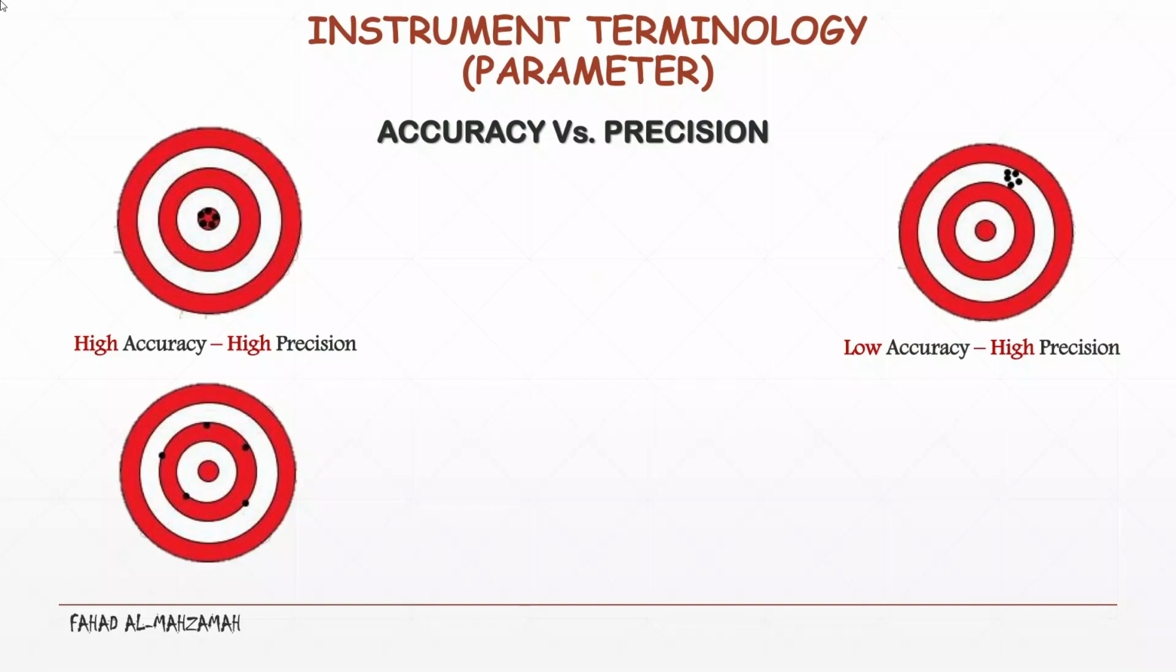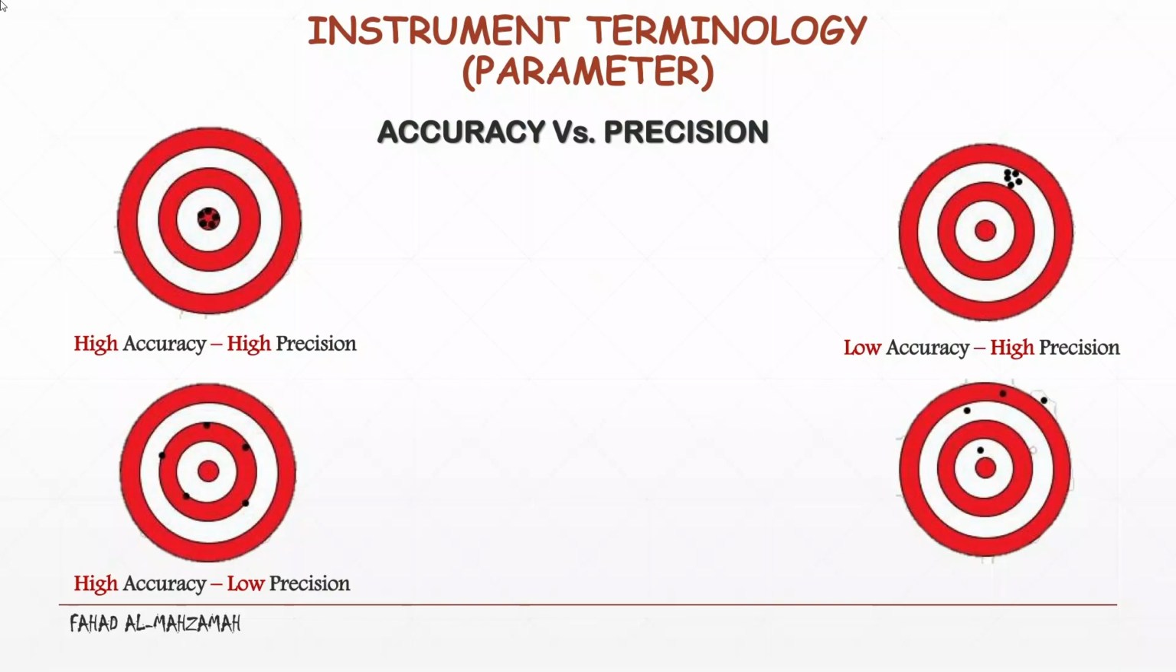We can see that most of the measurements are close to the true value. Most of them are close. So we can say at the same time that they are almost accurate. We can say it's a high accuracy, but each measurement is far from the other measurements, so we can say that they have a low precision. So high accuracy and low precision.